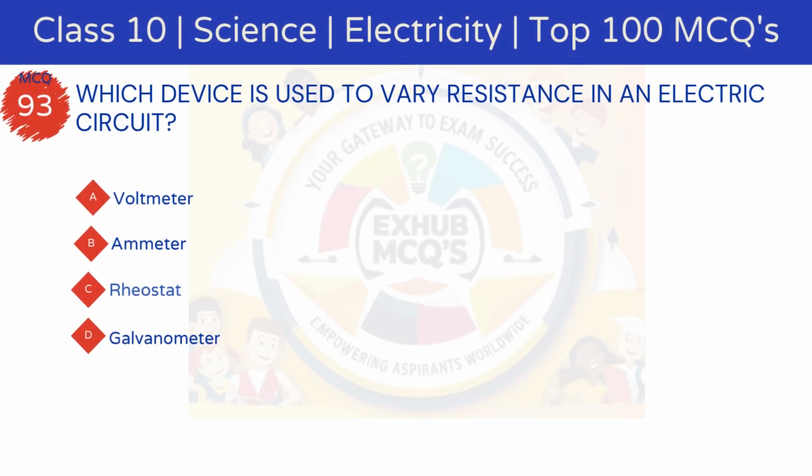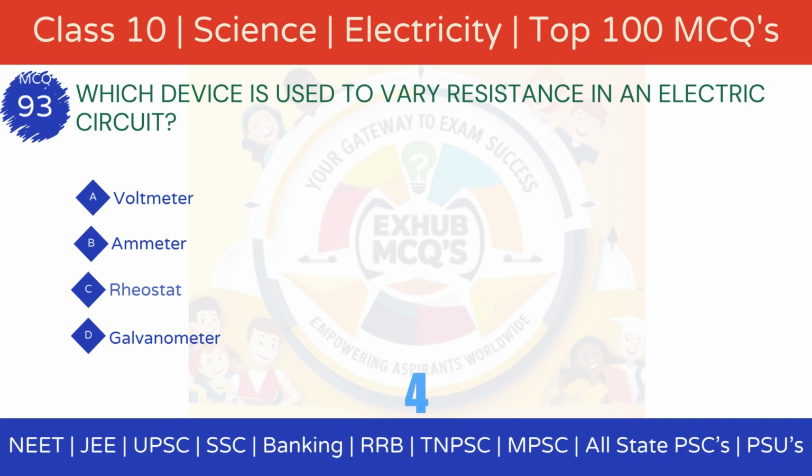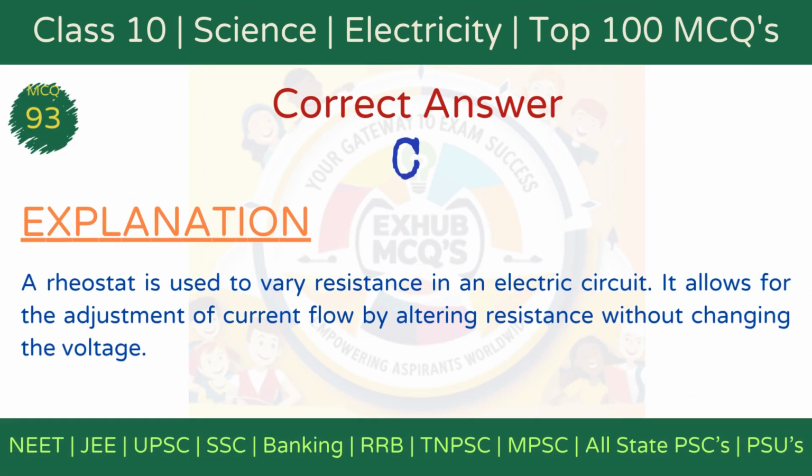MCQ 93. Which device is used to vary resistance in an electric circuit? Option A, voltmeter. Option B, ammeter. Option C, rheostat. Option D, galvanometer. The correct answer is option C, rheostat.